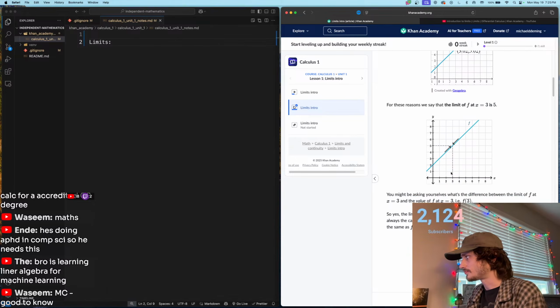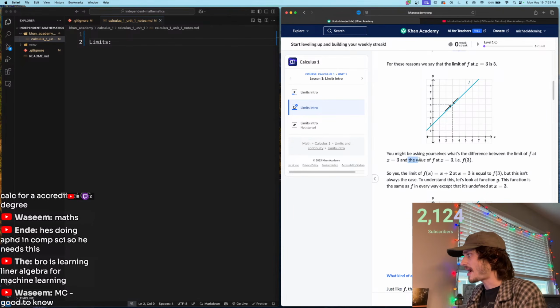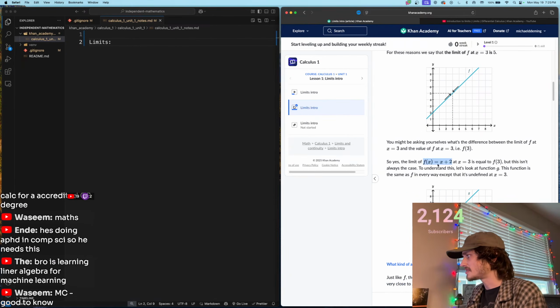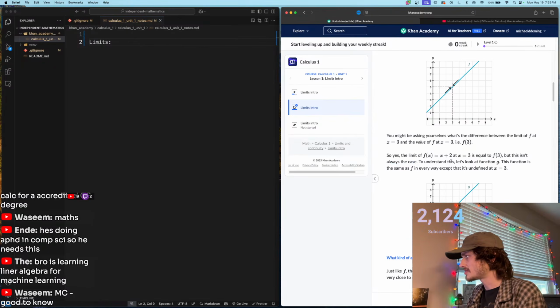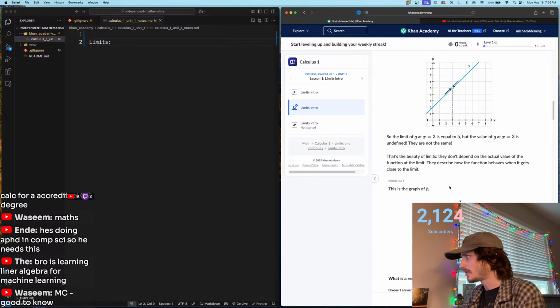Okay, got you. You might be asking yourself, what's the difference between the limit of f at x equals 3 and the value of f at x equals 3, i.e. f of 3? So yes, the limit of f of x equals x plus 2 at x equals 3 is equal to f of 3, but this isn't always the case. To understand this, let's look at the function g. This function is the same as f in every way except that it's undefined at x equals 3. We have this gap here.